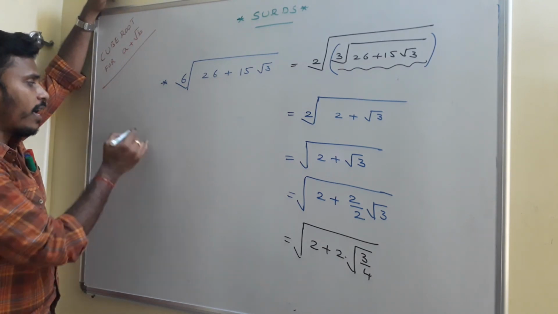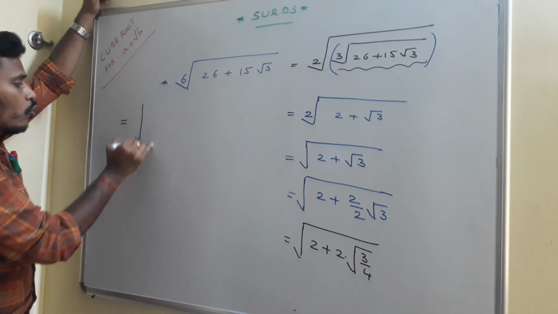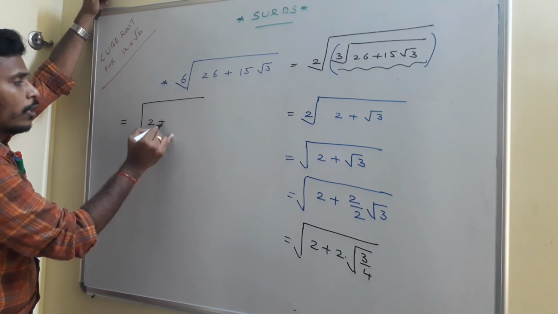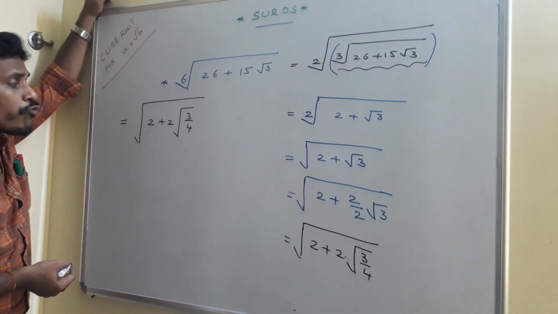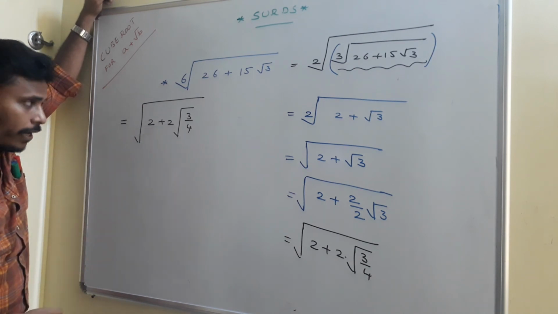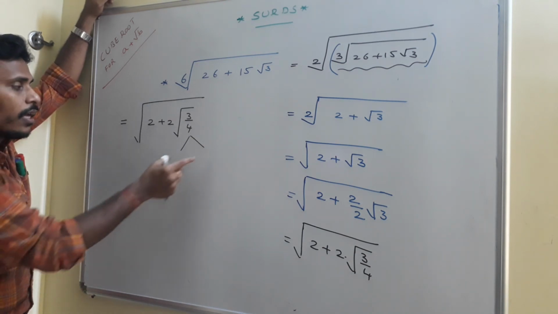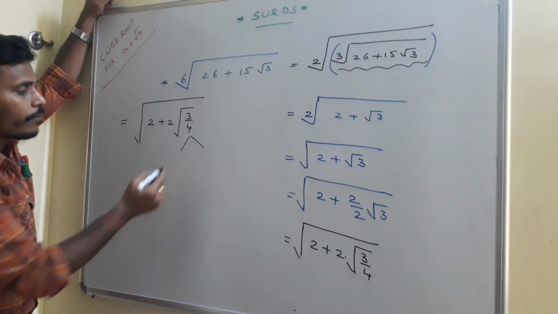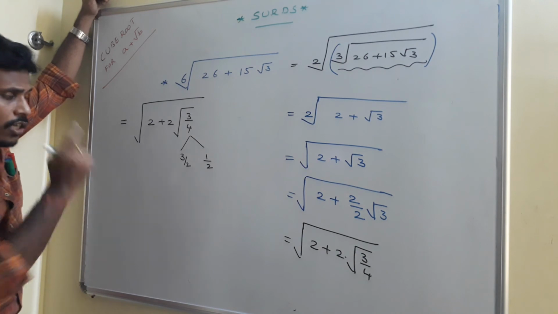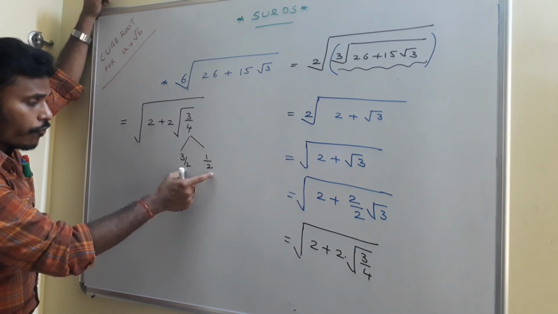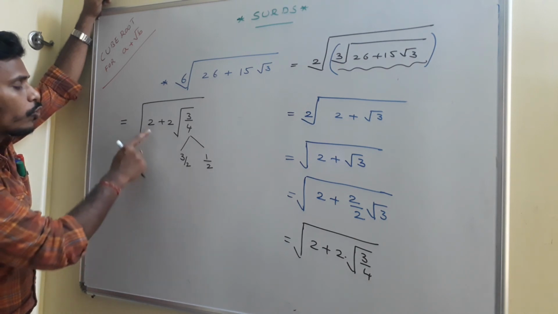See, I don't have space there. I am continuing from here onwards. So now this is equal to square root of 2 plus 2 times the root of 3 by 4. As I mentioned, to find the square roots of surds of this format, you need to split this 3 by 4 as the product of two numbers such that the sum of those two numbers is this 2. Right? So now for this problem, my choice is 3 by 2 and 1 by 2. See, have a look here. If you multiply this pair of numbers, that is 3 by 4, and if you add this 3 by 2 and 1 by 2, 4 by 2 is 2 again.